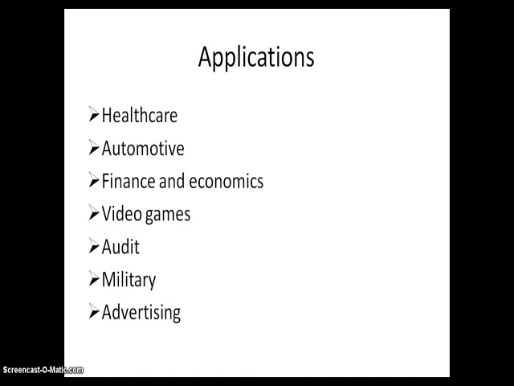Next is the automotive industry. We know nowadays many cars are automated or self-driving cars. How are these self-driving cars working? In each part they have algorithms which behave like a human being. So this is possible because of AI.